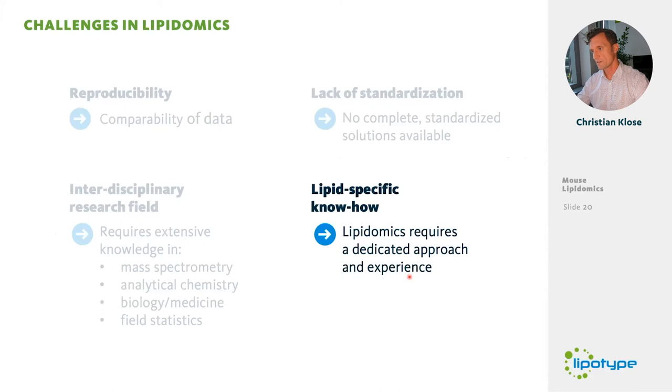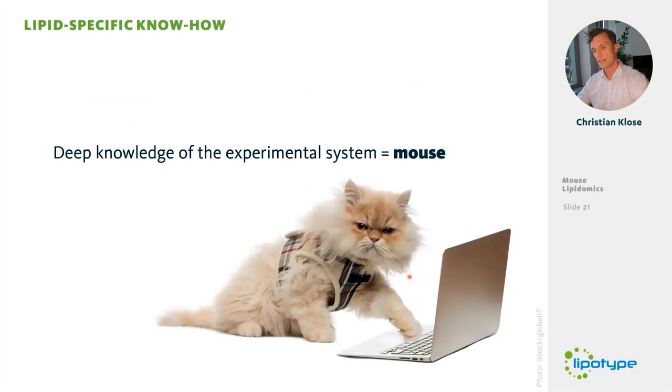Another very important challenge, and this is really what the talk today is touching upon, is the aspect of lipid-specific know-how. So we believe that lipidomics really requires a dedicated approach and quite a bit of experience, not only to conduct the analysis itself, but also to make sense of the data and interpret results. And what comes along with this is actually a deep knowledge of the experimental system. In that case, we're talking today about the mouse. So that's why we are talking today about what we know about mouse lipidomes in different organs under different conditions.